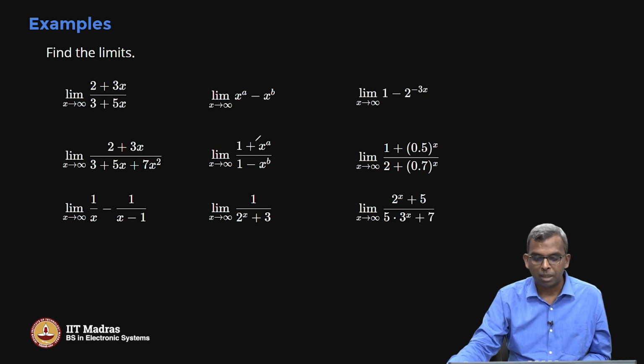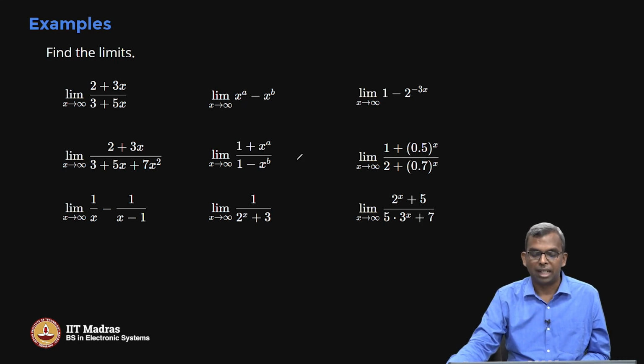What about here, 1 plus x to the power a by 1 minus x to the power b? Again, it depends on whether a is greater or b is greater, or they could be equal. If they are equal, then it will go to a constant, but if they are not equal, then it may blow up. If a is greater, then x to the power a will dominate and take it to very large values. If b is greater, this will pull it down to 0. So, these are cases you have to argue and carefully do.